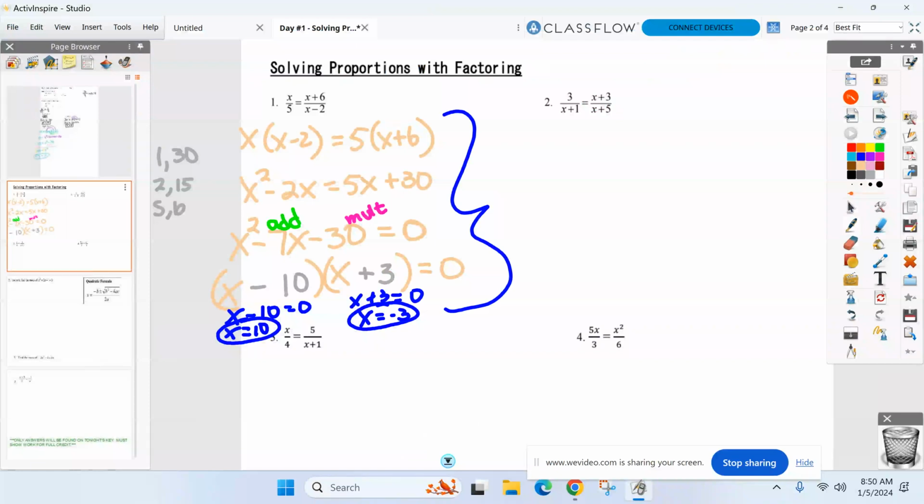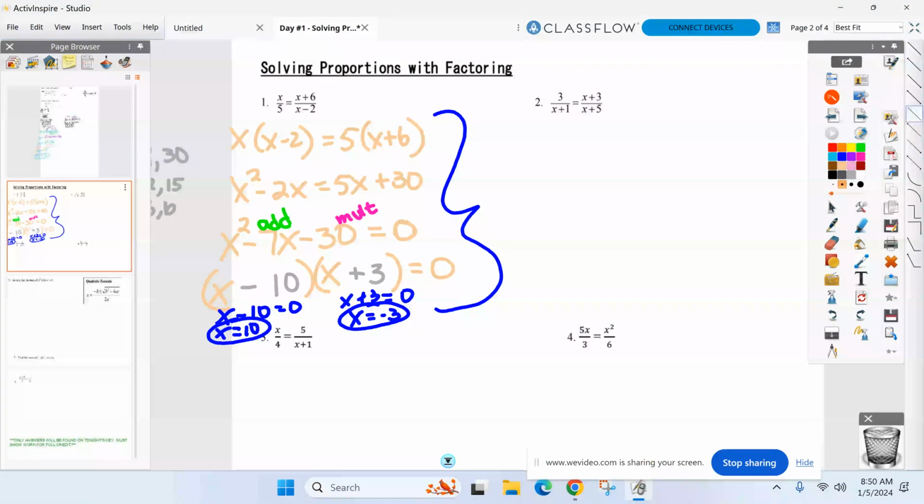I'm going to walk around. I'd like you to do numbers 2 and 3 right now. Do not do number 4. Numbers 2 and 3. Go ahead. Cross multiply, double distribute, get it equal to 0, and factor. Do not do number 4, please. Try to do this on your own, please. This is not a group exercise. I want to see you try to do it on your own.